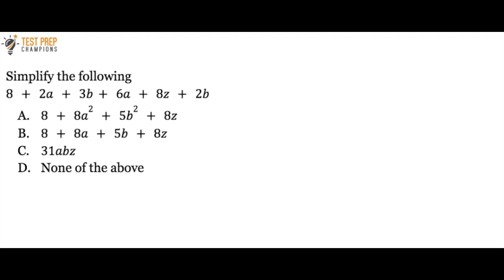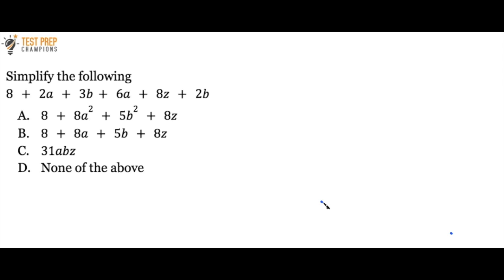Simplify the following. 8 plus 2a plus 3b plus 6a plus 8z plus 2b. Does this equal A, B, C, or D? So now's your chance, if you'd like to pause the video, try to figure this out, and whenever you're ready, we'll go over the answer.